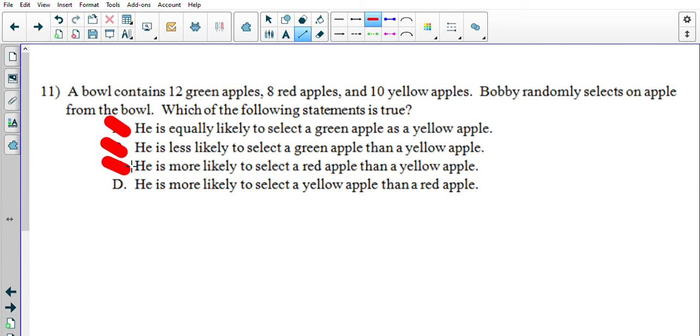Let's read through it. He is more likely to select a yellow apple than a red apple. Well, there are 10 yellow, 8 red. It is more likely. Does that mean that you would necessarily select a yellow apple more often? Not necessarily. And that's the difference between theoretical and experimental probability, which we'll talk about in the next video. But choice D is the correct solution.